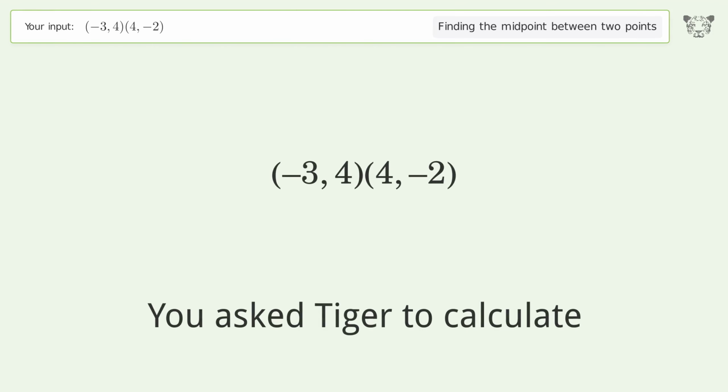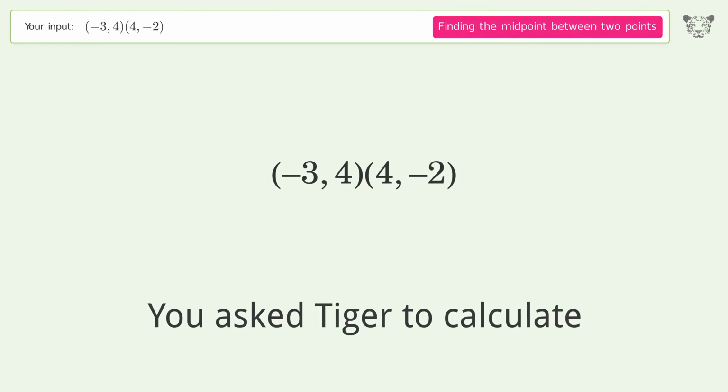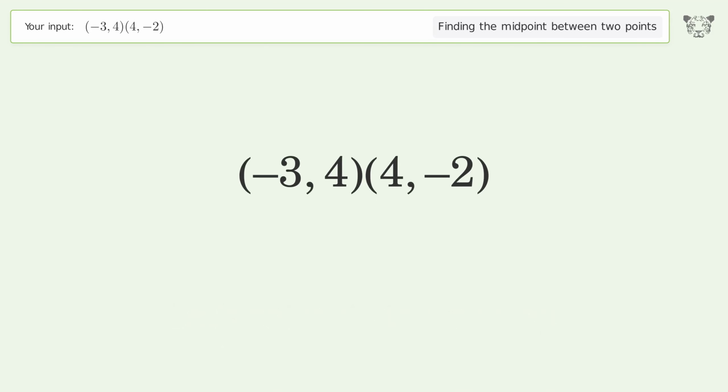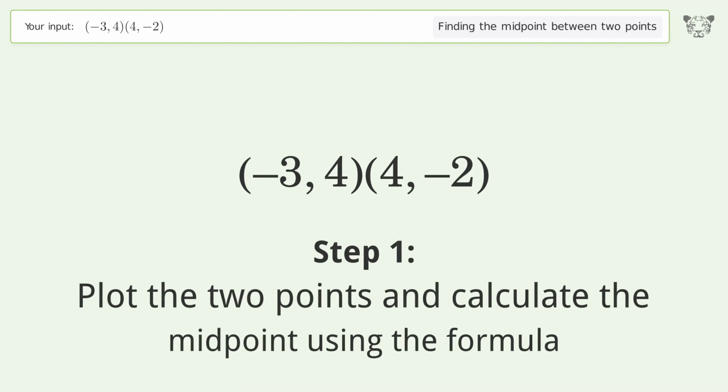You ask Tiger to calculate. This deals with finding the midpoint between 2 points. The midpoint between the 2 points is 0.51. Let's solve it step by step. Plot the 2 points and calculate the midpoint using the formula.